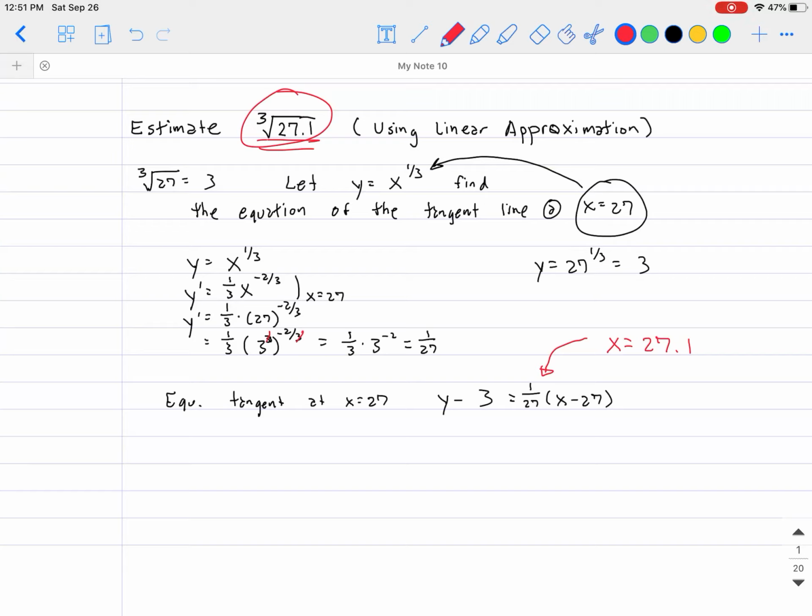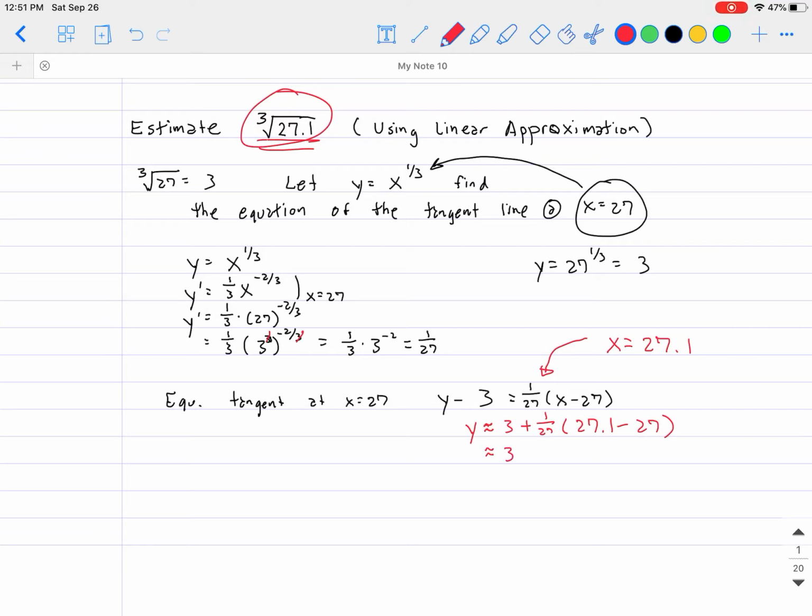And that's what's happening in this case. So here we go. Y is equal to 3 plus 1 over 27 multiplied by x minus 27, where x is equal to 27.1. So let me go ahead and make a small adjustment right there. So plug in 27.1 minus 27. And this right here, that's going to be my approximation for my answer then.